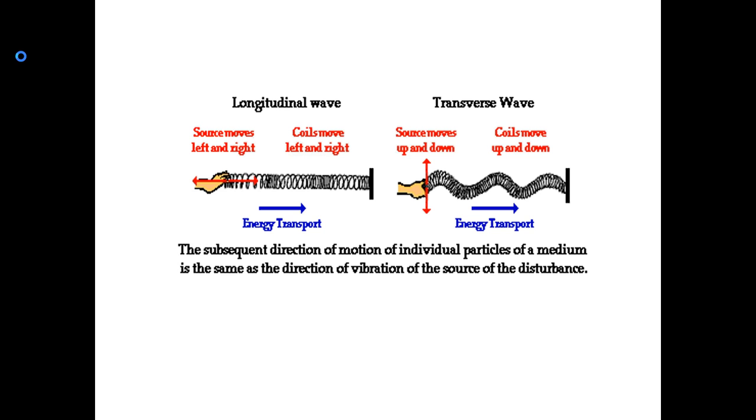Okay, and then we have two other kinds of waves we need to differentiate between. We have our longitudinal wave, which is a side-to-side movement, which we'll look at in class. And we have a transverse wave, which is an up and down movement we'll also take a look at in class.